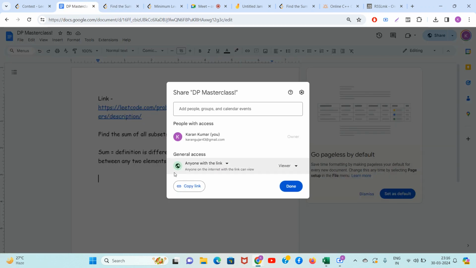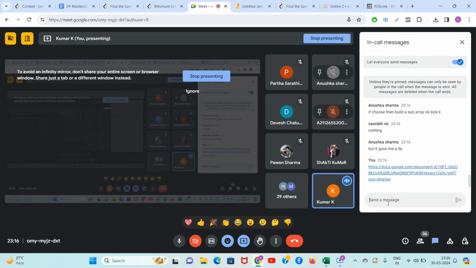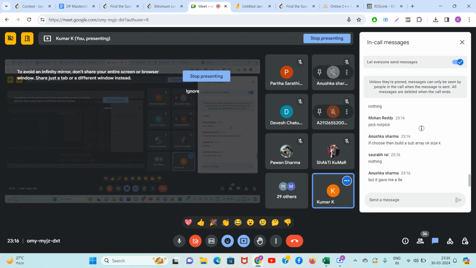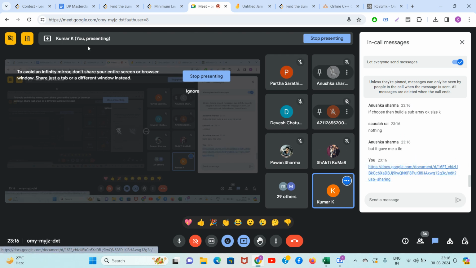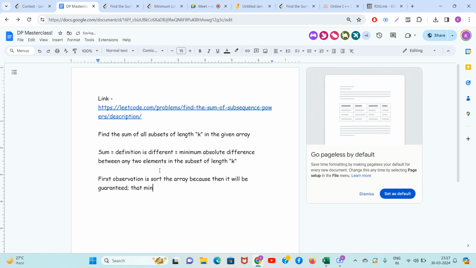The first observation is what, guys? The first observation is to sort the array, because then it will be guaranteed that the minimum difference, that the sum equals the minimum difference of adjacent elements.